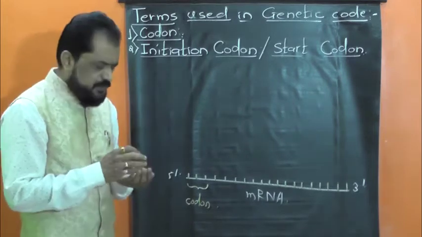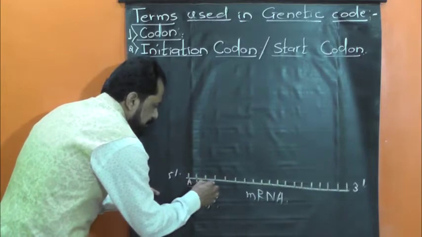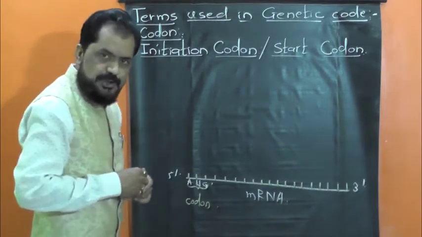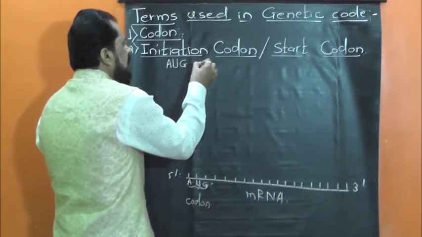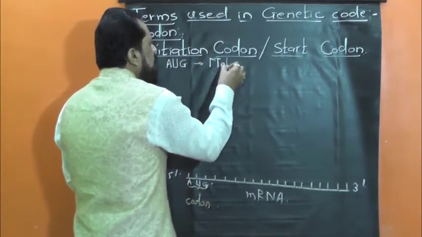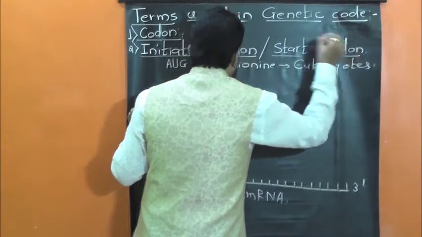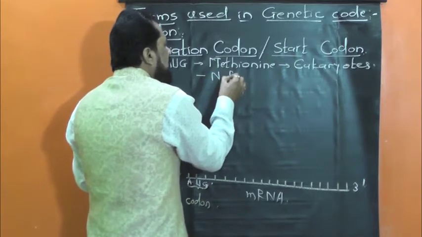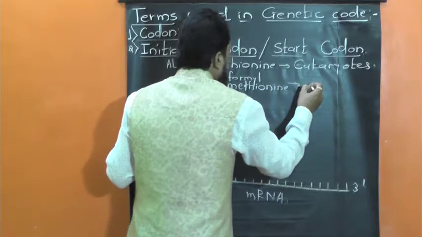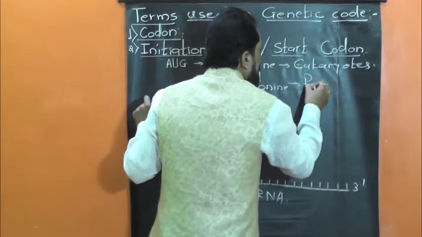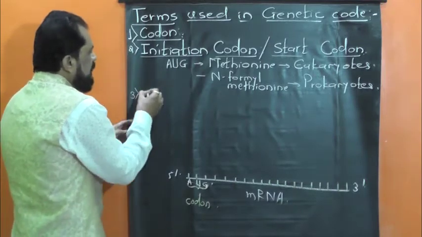This initiation codon is mostly AUG, and this AUG specifies the amino acid methionine in eukaryotes and N-formyl methionine in prokaryotes. Come to the next, that is termination codon.